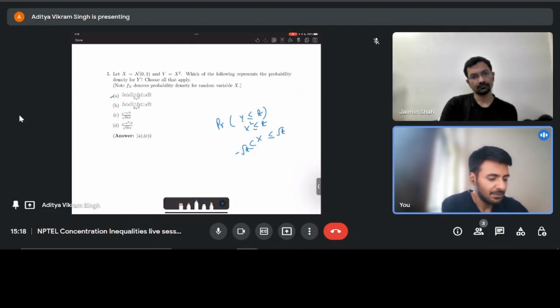You get this, and then if you substitute the value of fx here, you get this. Okay, so here fx of x is e power minus x square by 2. So if you just substitute here, you get e power minus x by 2.